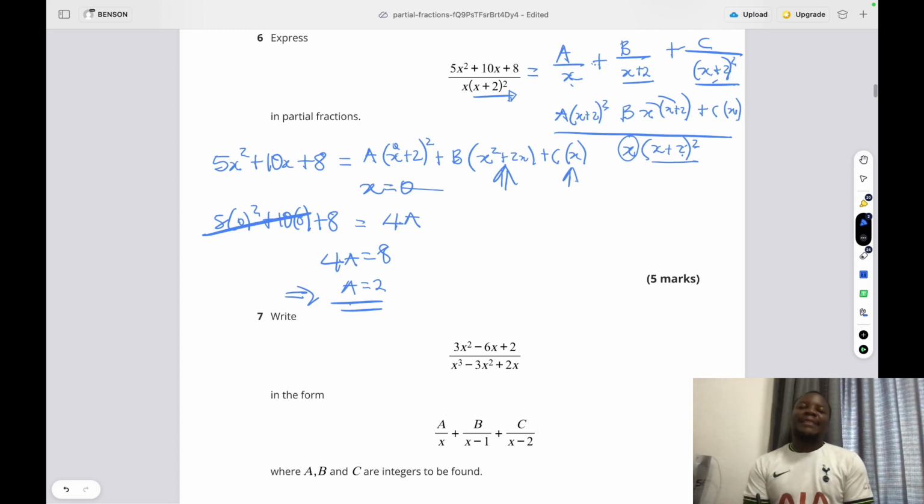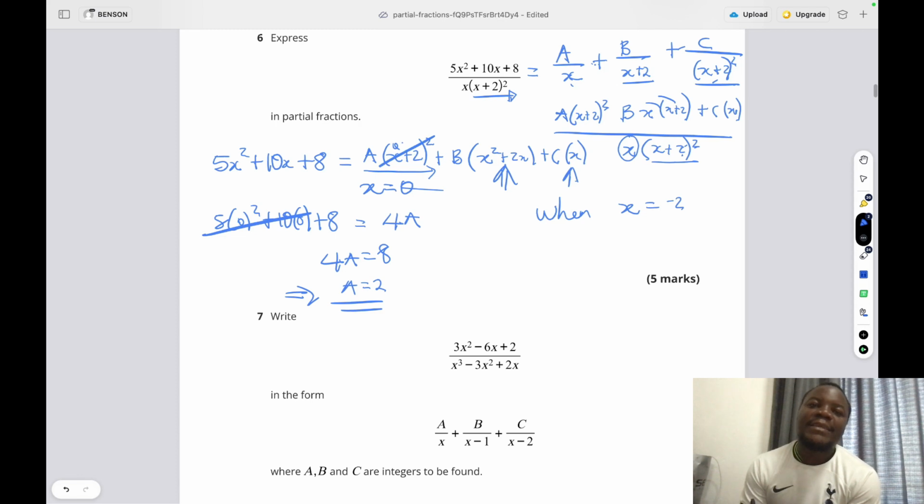I now look for other values of x to help me find my b and c. So if we do that now, we are going to work to find a situation where we make this equal to 0. So we're going to replace the value of x to give us 0. This should be negative 2. So when x is negative 2, this is going to go to 0 because it will be negative 2 plus 2, 0.